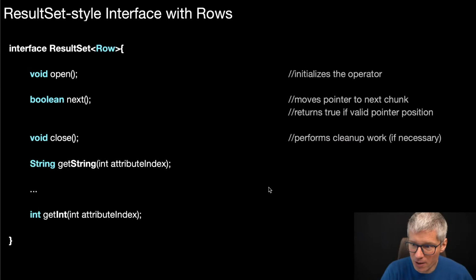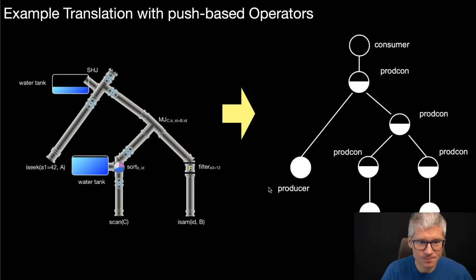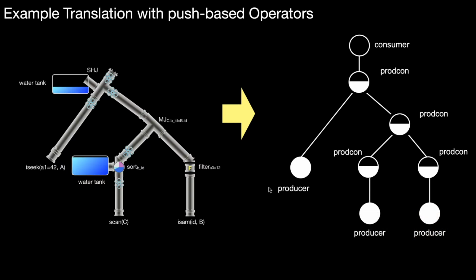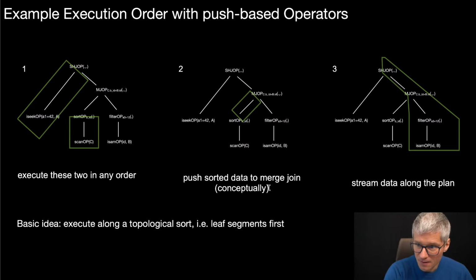So with that, we were at push versus pull. So we looked at this. We learned that the role of producers and consumers don't change. It's independent of whether it's push or pull based. But now let's look at how this is executed, in particular in push-based operators. So here is a visualization showing that.